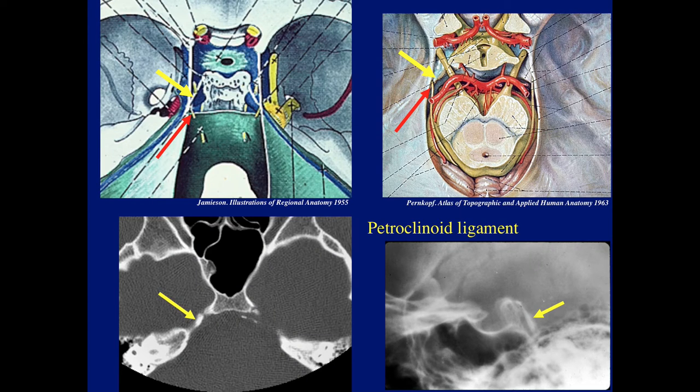This is the petroclinoid ligament, which sometimes ossifies, and that's why it's visible. Just so you know, it's something you have to pay attention to. We can even see it on a CT here. It's a ligament that runs between the petrous apex and the posterior clinoid, and you can see here it's calcified.